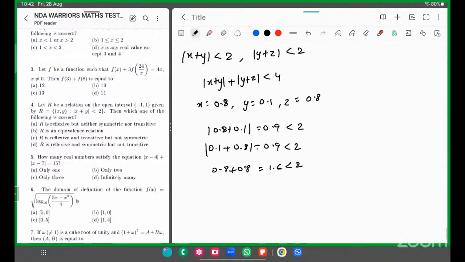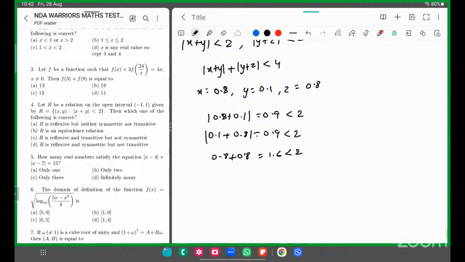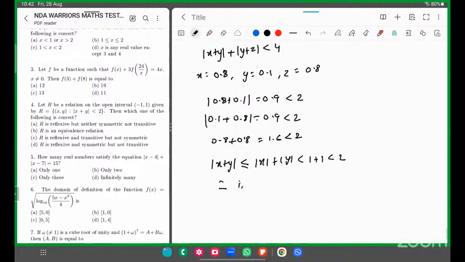It is not a big deal. We know this property: mod of x plus y is less than or equal to mod x plus mod y. This also holds. So it can be written as less than 1 plus 1, which is less than 2. Okay. Hence the condition holds for every pair. Therefore it is transitive also. Therefore we can say that it is an equivalence relation. Okay.